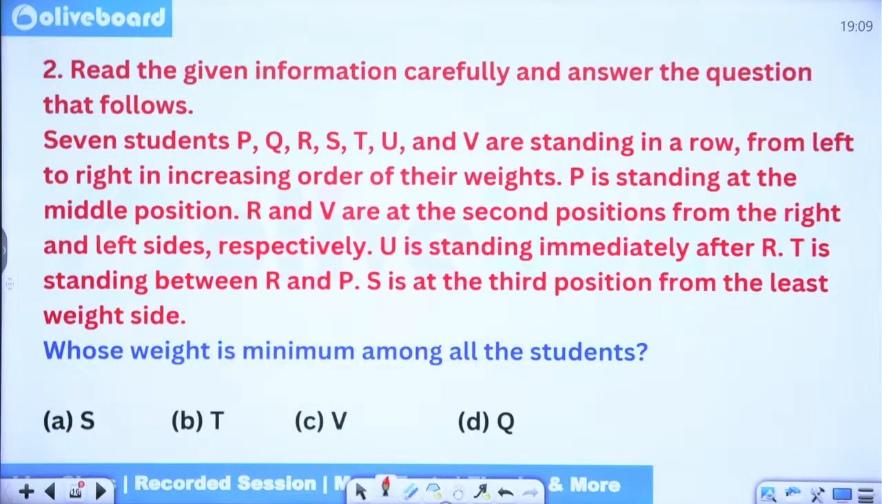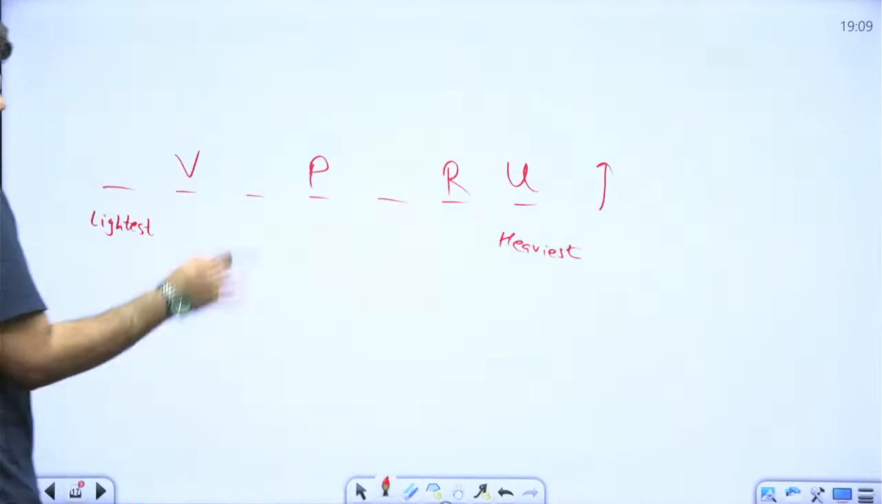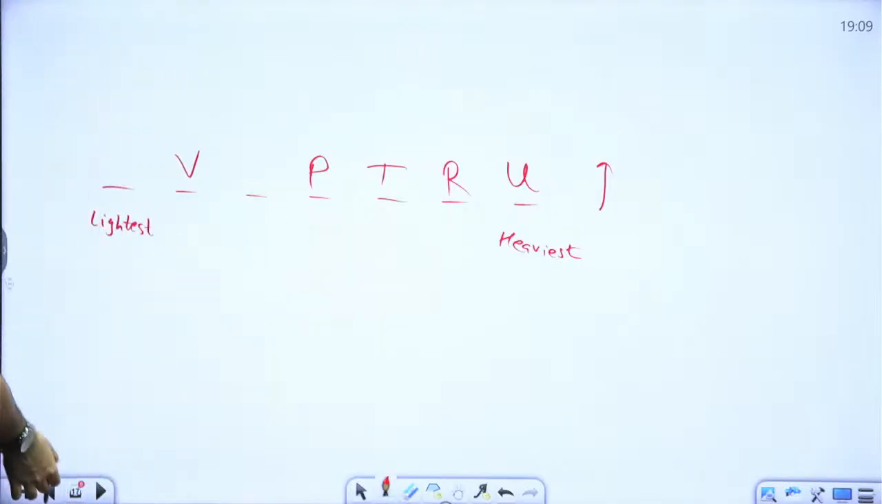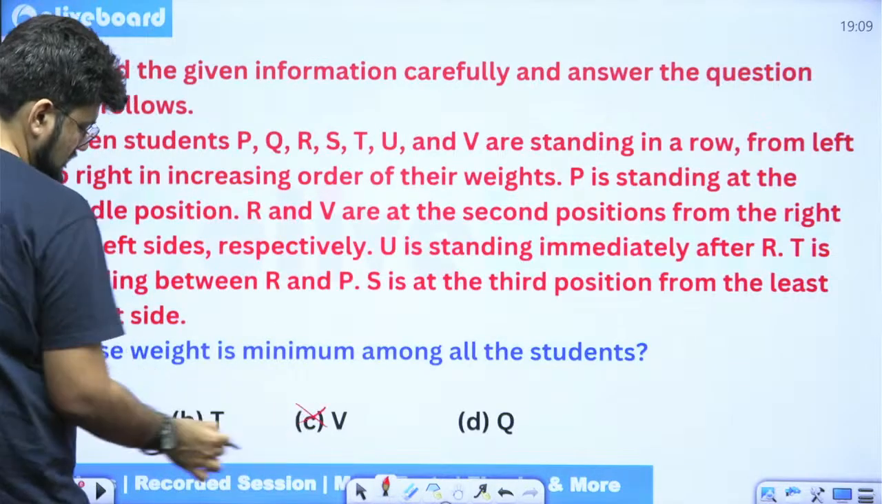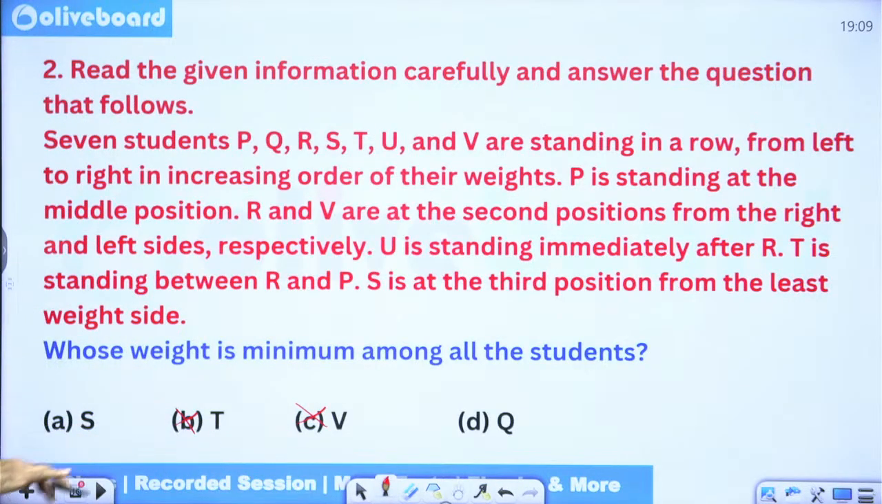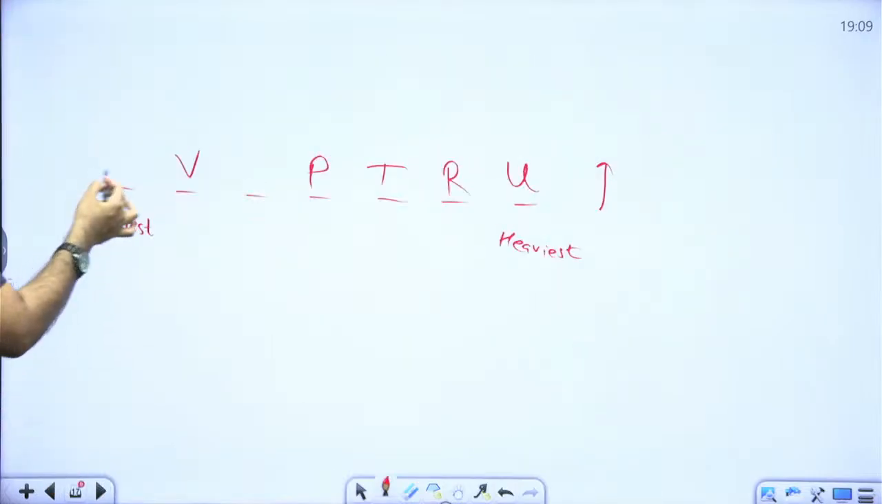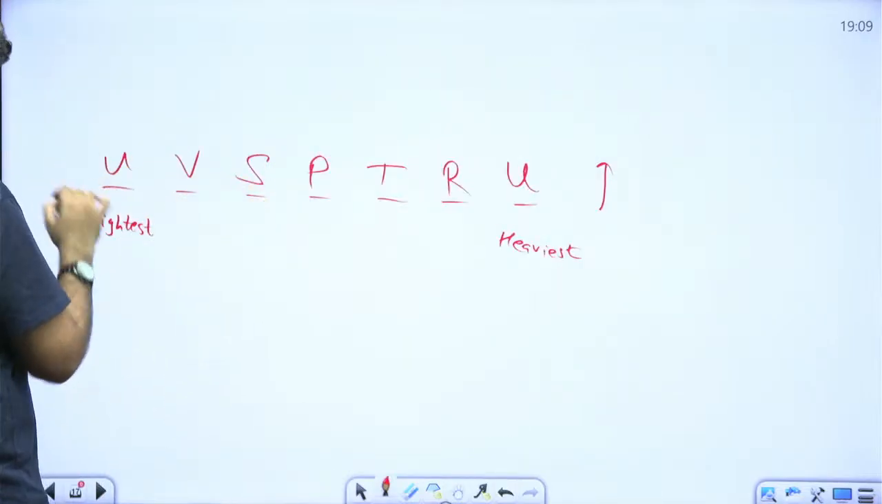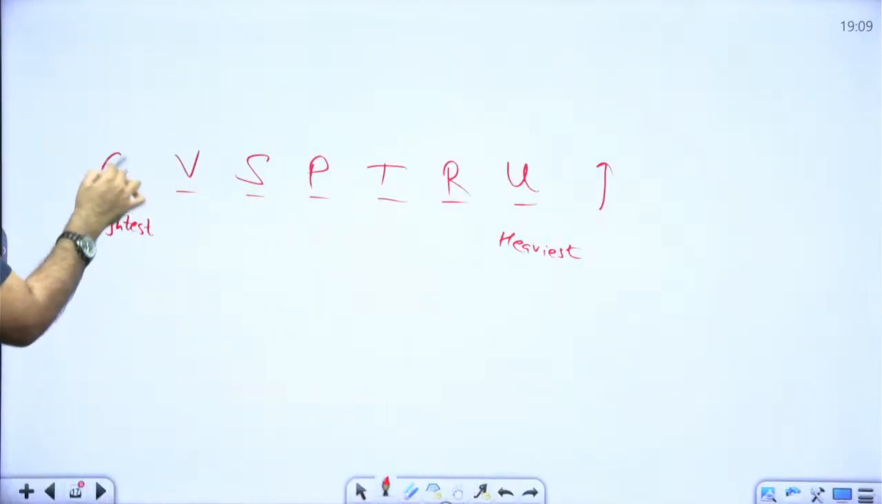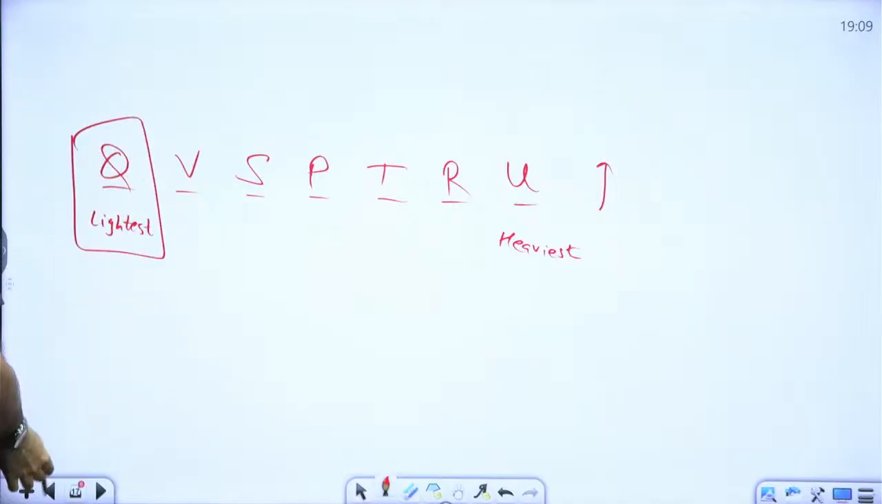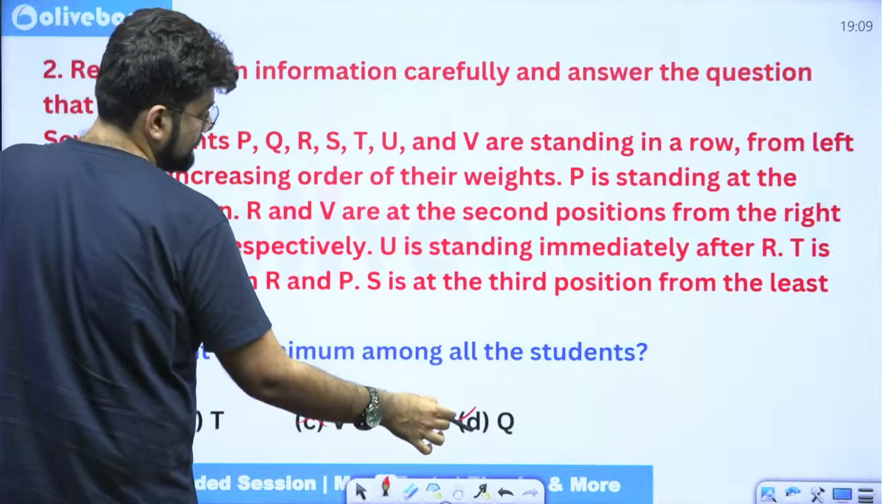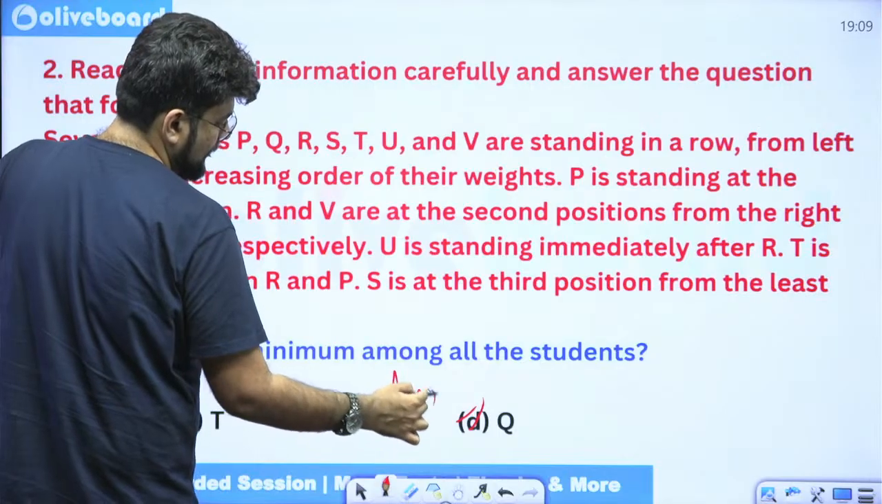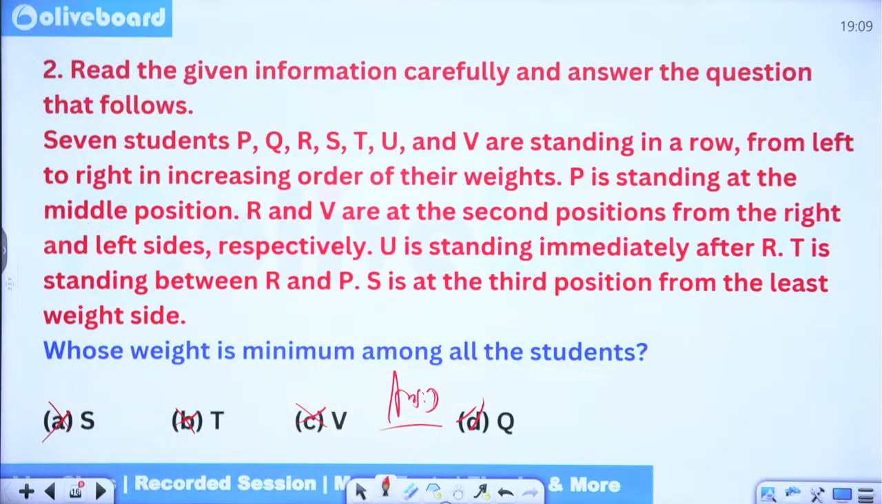And what is the question? Minimum weight. T is between R and P. So we surely know that P, E, these are not our answers. Either S or Q. S is third from the least end. What is left? U. Who is the lightest? Q. Clear?